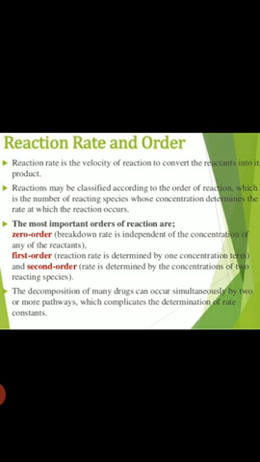Reactions may be classified according to the order of the reaction, which is the number of reacting species whose concentration determines the rate at which the reaction occurs. The most important orders of the reaction are, first, zero order. Its breakdown rate is independent of the concentration of any of the reactants. So that's why it is a zero order reaction. Here the rate of the reaction is independent of the concentration term of the reactant. First order: the reaction rate will be determined by one concentration term. And second order: the rate is determined by the concentration of two reacting species.